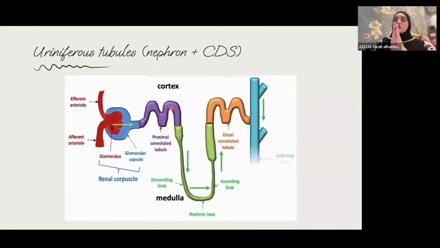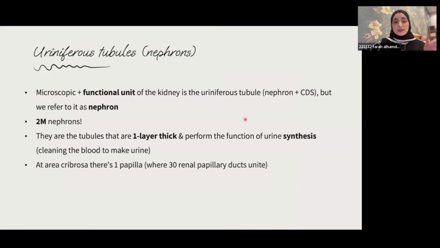Like the functional part, for example, of the lungs is the alveoli, where there is blood gas exchange. This is the functional part of the kidney. It's a nephron. Okay, the proximal tubule, we have this convoluted shape, and the distal tubule, and so on. This is the same slide that I talked about in word form. The microscopic or functional unit of the kidney is the uriniferous tubule, or another name for it is the nephron, but we refer to it as a nephron, okay?